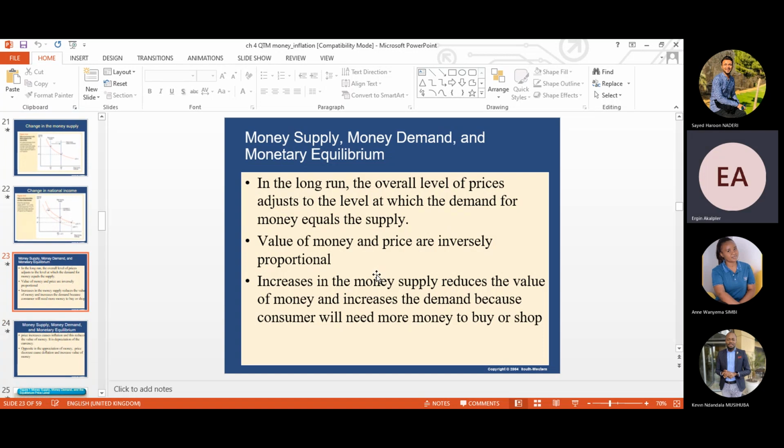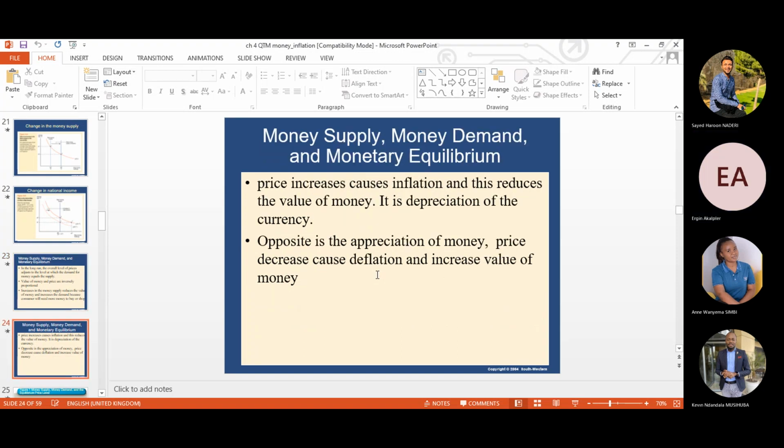In the long run, the overall price level adjusts to the level at which the demand for money equals the supply. The value of money and price are inversely proportional. Increases in the money supply reduce the value of money and increase the demand, because consumers will need more money to buy or shop. Price increases cause inflation, and this reduces the value of money, which is the depreciation of the currency. The opposite is the appreciation of the money. Price decreases cause deflation and increase the value of money.